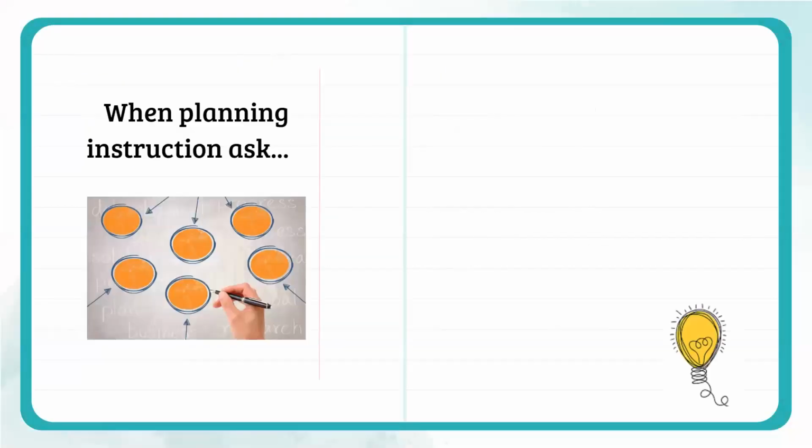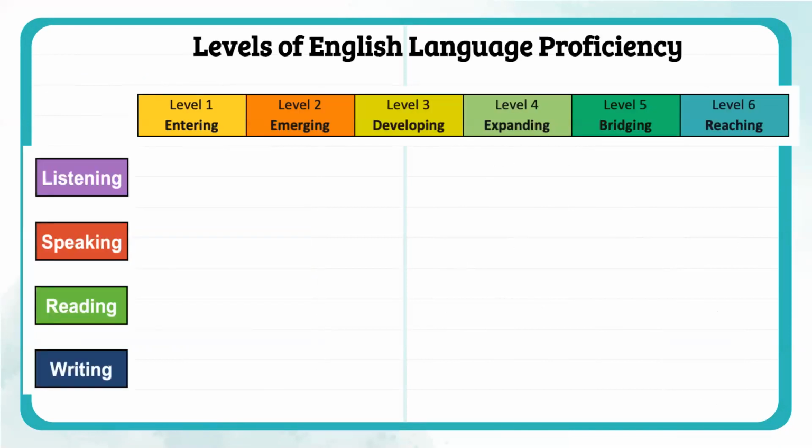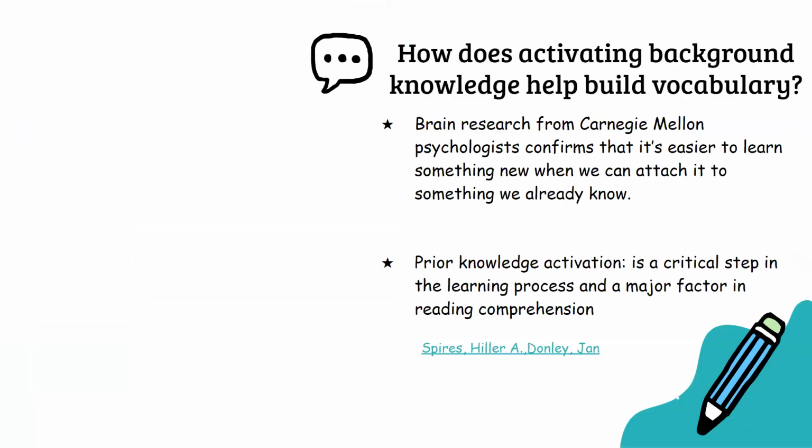When you're planning for the student, some of the things that you want to keep in mind are: what can my ELs do? What might be challenging, and what supports should I put in place so that they can access the content? When we look at the levels of English language proficiency, we want to make sure that we're not just looking at the overall composite score for the ACCESS. We want to look at each one. We want to look at listening, speaking, reading, and writing. When we go to plan, we want to look at what level they are in each of those specific content domains so that we can best meet their needs.